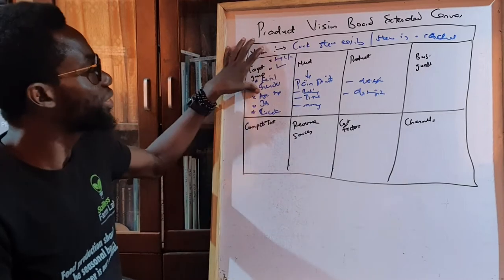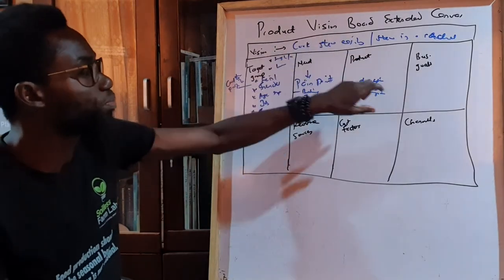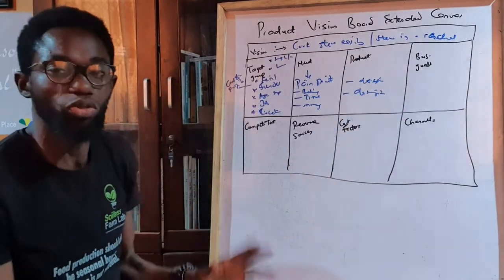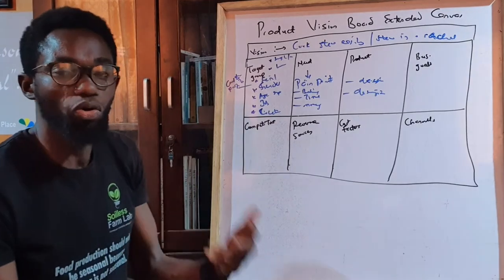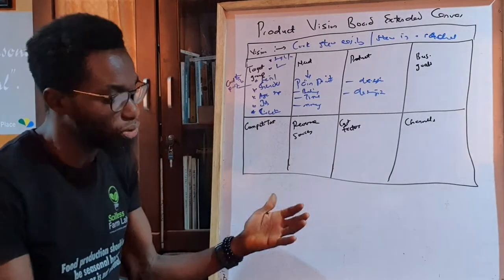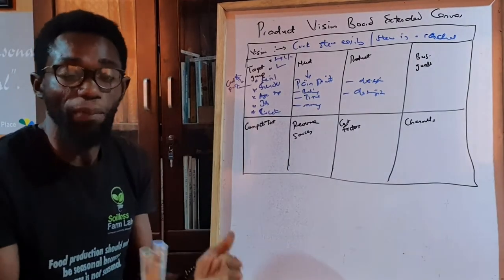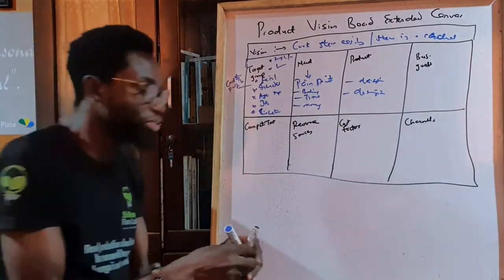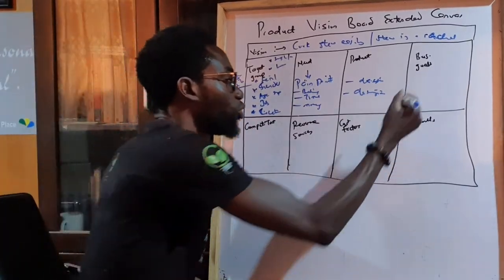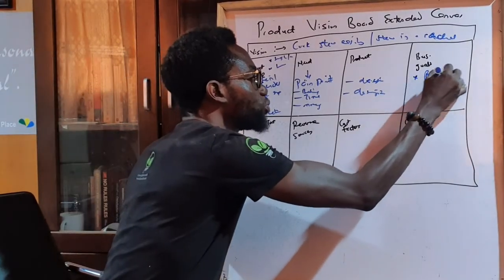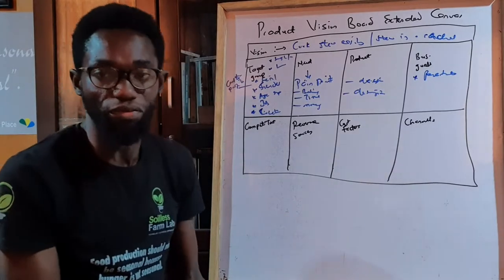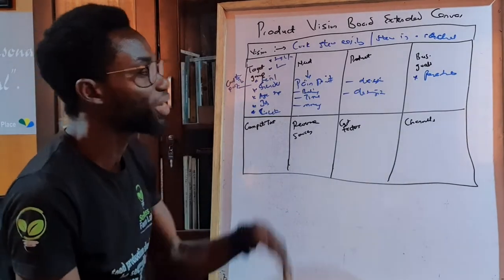Next is, in designing our product vision board, I need to know what is our business goal. What is the goal of this business? Now, the business goal can change from quarter to quarter or from year to year, depending on what we are trying to do. So it's possible that in the first year I say, oh, our goal this year is to penetrate the market. It's not really about profit. We just want to have a lot of customers.